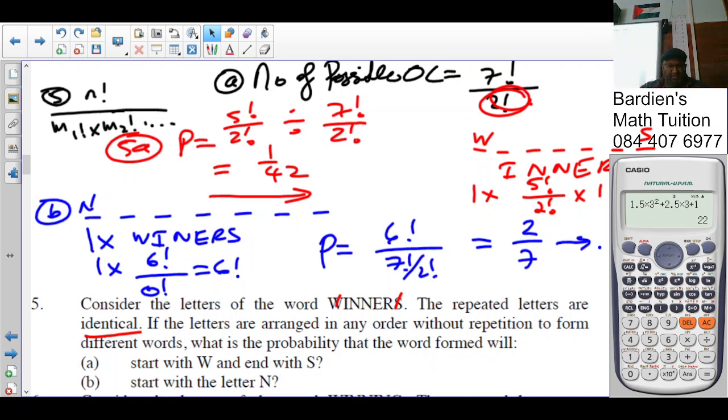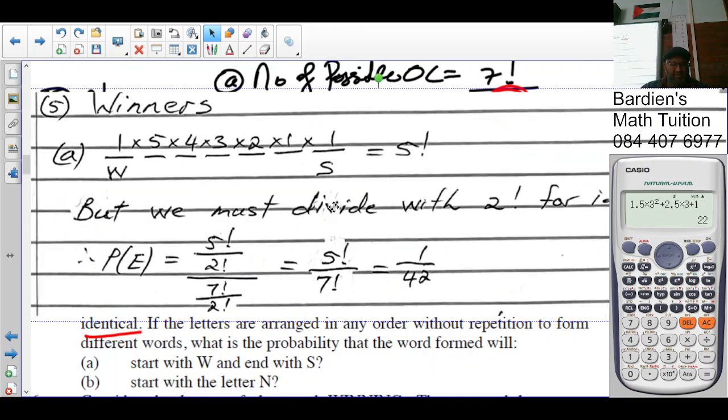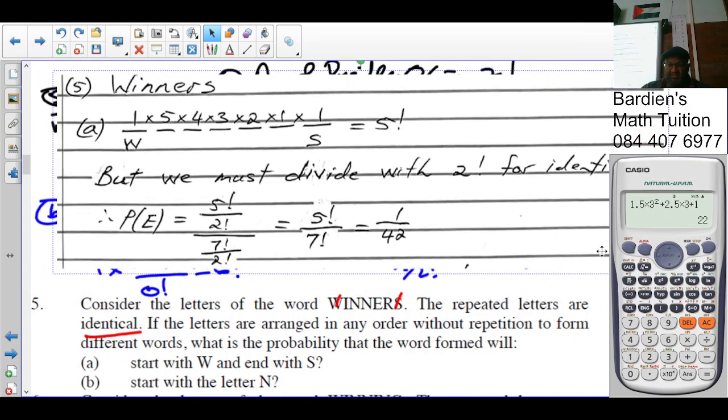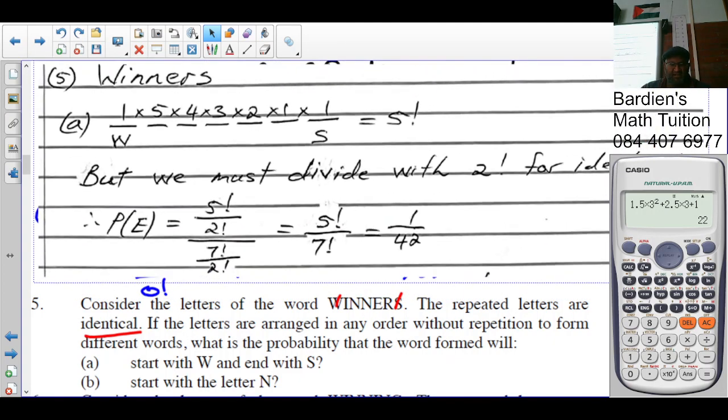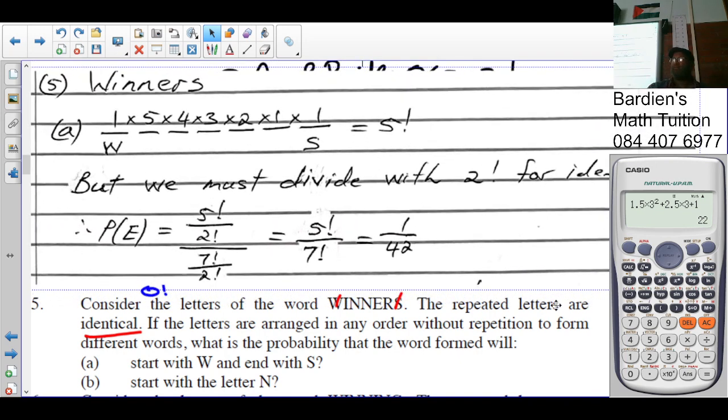So this basically confirms the calculation that they sent us, and here you can see it. So there's the calculation. Okay. So as I said, the answer in the book is wrong. So they're saying for winners, they got 5 factorial, but we must divide it by 2 factorial for the identical letters. Okay. For n. So the probability is going to be exactly what we had there.